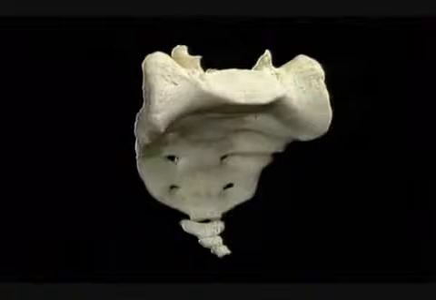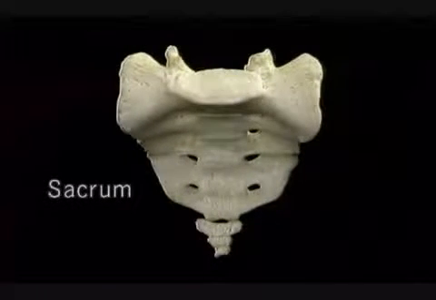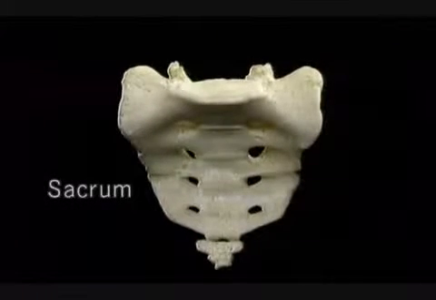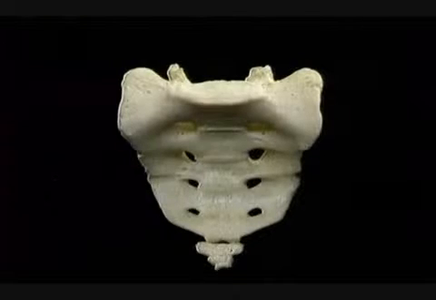Lastly, we'll look at the sacrum. Besides being the lowest part of the spine, the sacrum is also an important part of the pelvis. Here's the sacrum, together with the coccyx. The sacrum is formed by 5 vertebrae fused together.